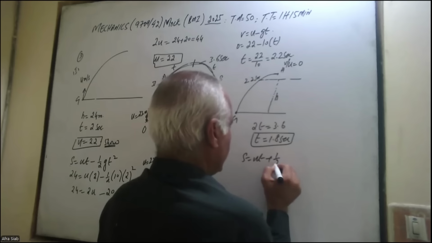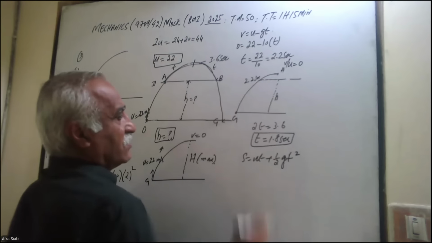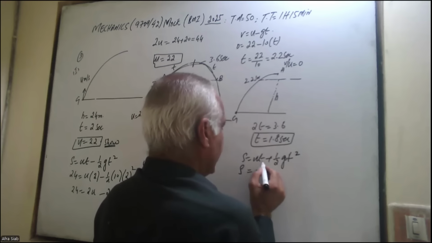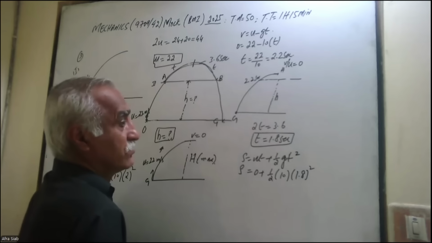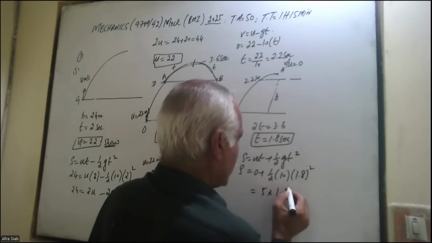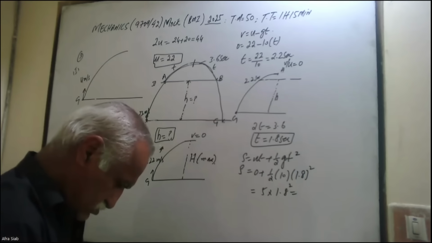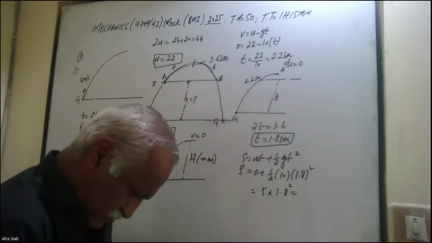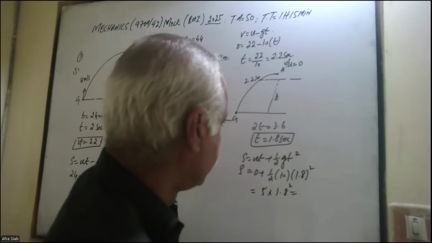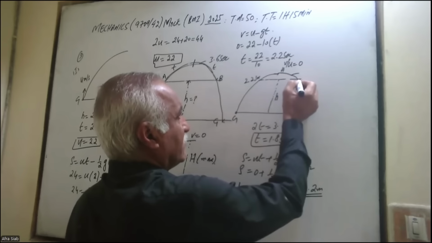S is equal to ut plus half gt square, because now it is coming downward from that highest point to this point B. So u is 0, s is unknown, half, g is 10, and time is 1.8 seconds square. So that will become equal to 5 into 1.8 square, and this will become equivalent to 16.2. This is the height h1, from this point to this, let's say this is your height h1.